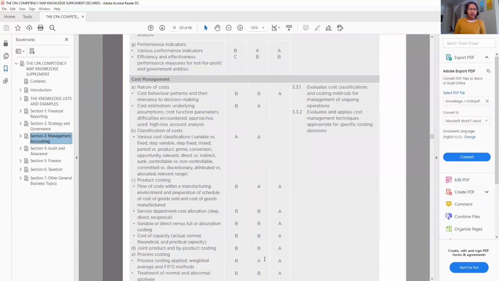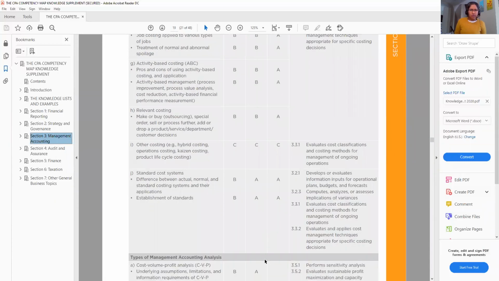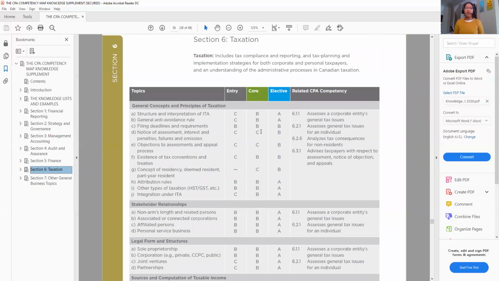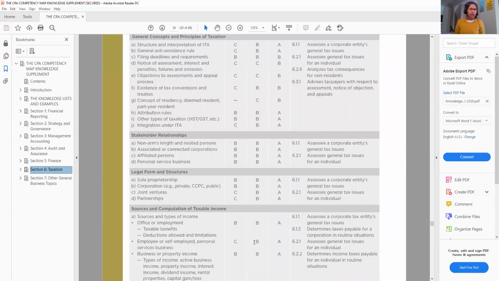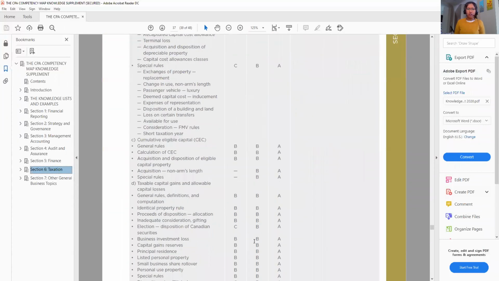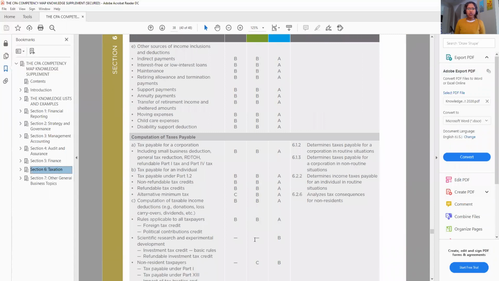Now, let's say taxation. You will see if you have a tax elective role for your day 2, then you will be referring to this elective column, and if you have any other elective, then you will be referring to this core column. Now in tax, you have some chapters that are not applicable, so you can skip those.